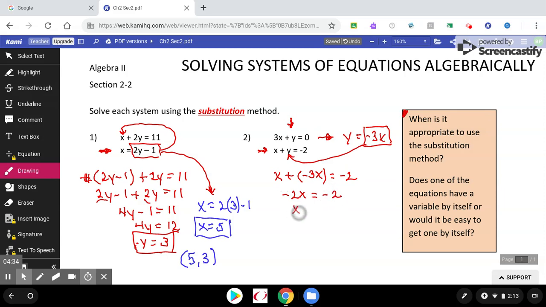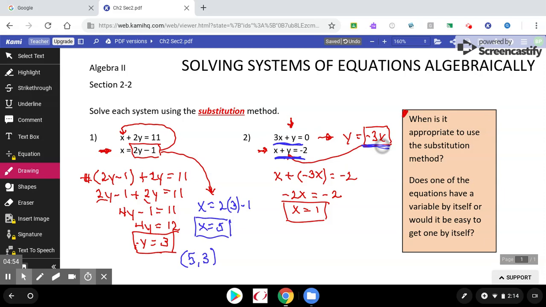Divide both sides by -2. And I got 1. So that's one of the answers. Again, plug it back in. Now, you can plug it back into any equation. You could plug it back into this original equation. You could plug it back into that original equation.